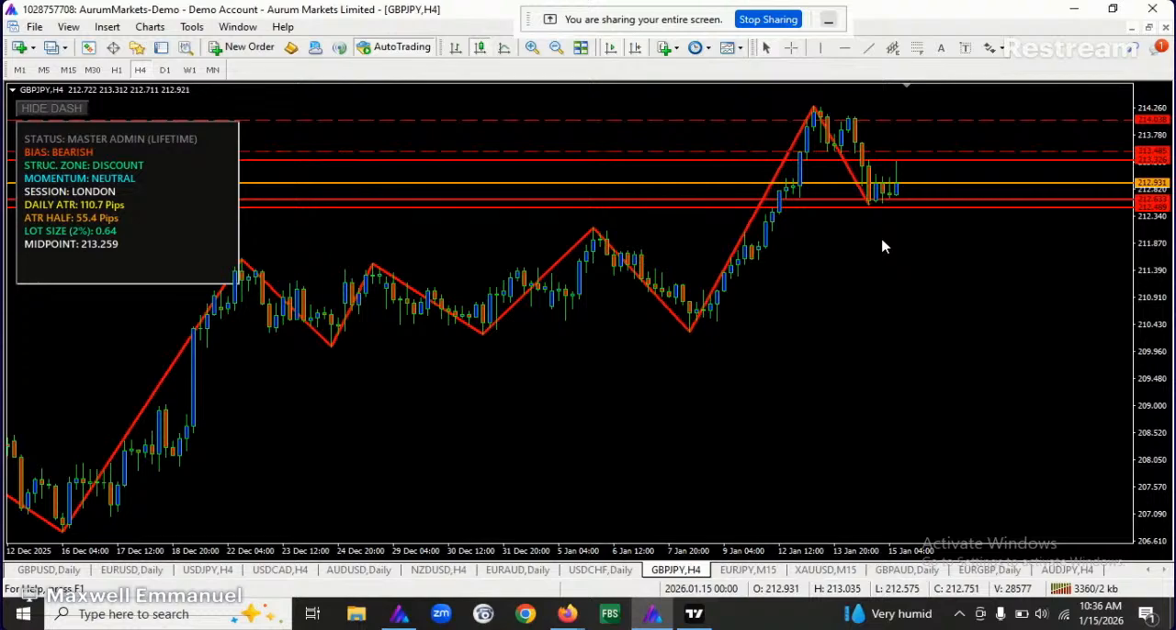Price is at discount. Before I will sell, price should pull back to a premium area. That is when I will consider selling.